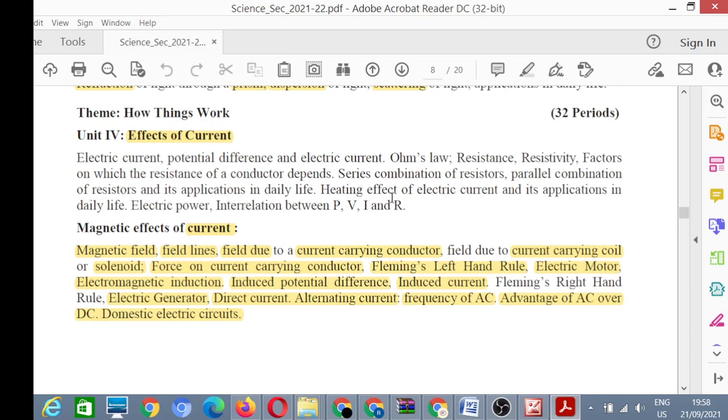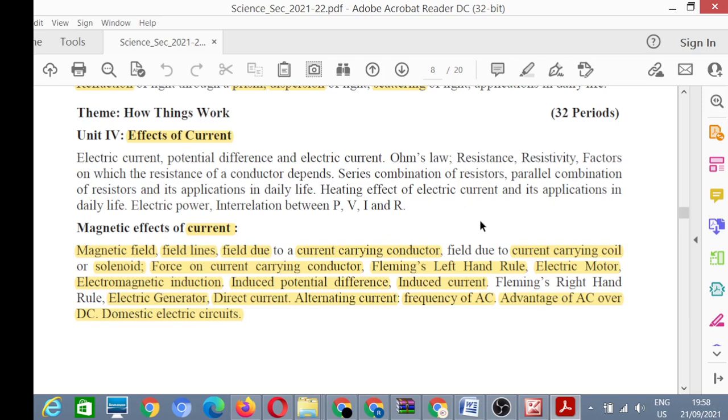Then daily life uses, then heating effect of electricity. That means H is equal to I square RT. H is heating energy, I is current, R is your resistance, and T is time. Now applications, for example, electric heater, electric geyser, electric press. These are examples of heating effect of electricity.